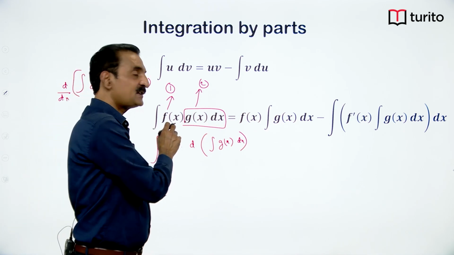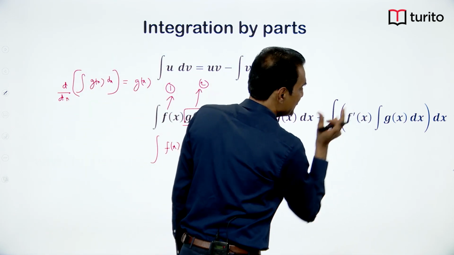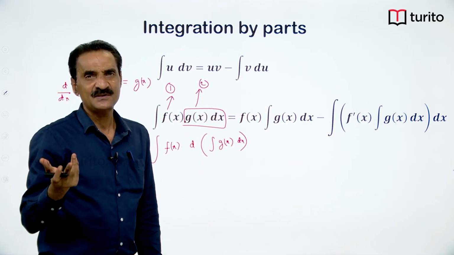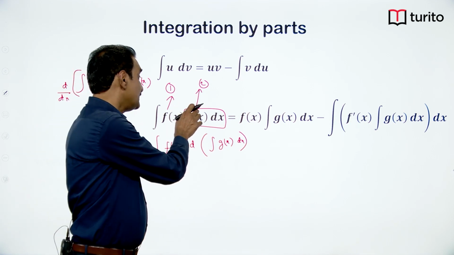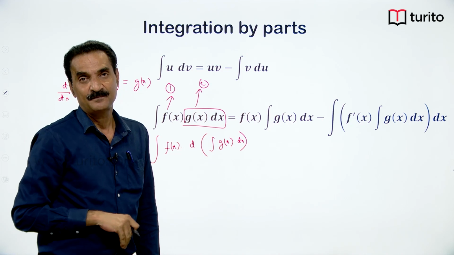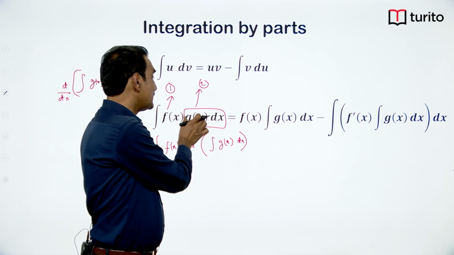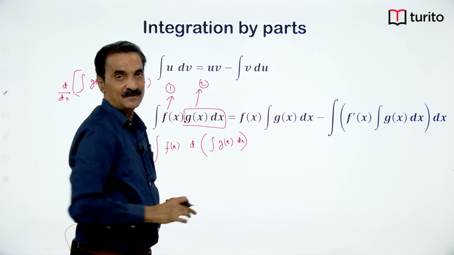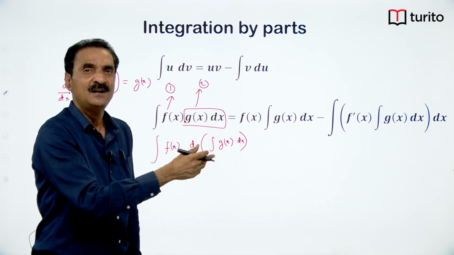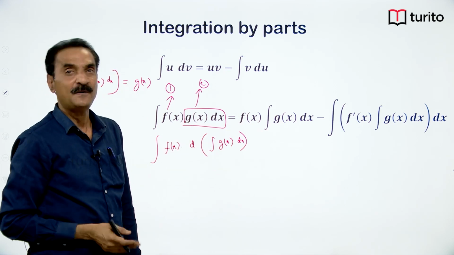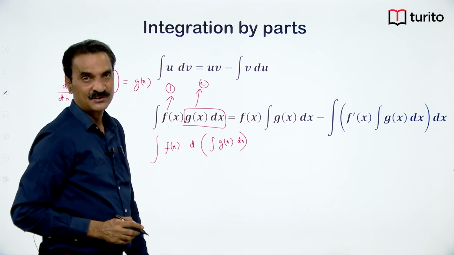And first function can be called the differentiable function, because in the formula you are differentiating it. You know that differentiation is not a problem. For any function we can find the derivative, but you cannot integrate every function. Okay. That is why you should carefully select the second function. First you should select the second function which is integrable, automatically the other function will be the first function. So, this is the differentiable function, this is the integrable function.